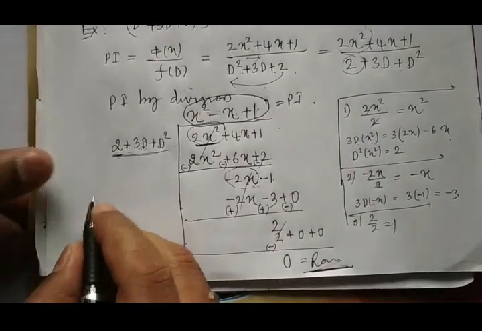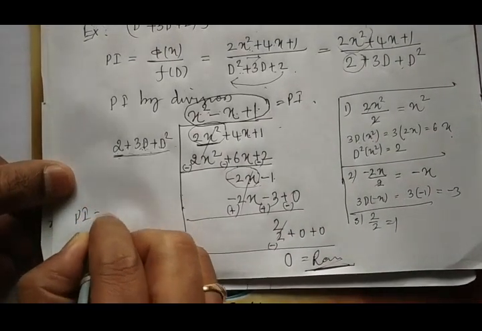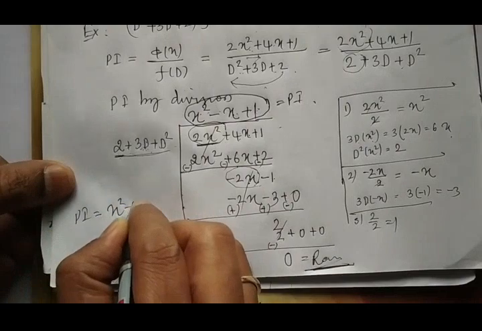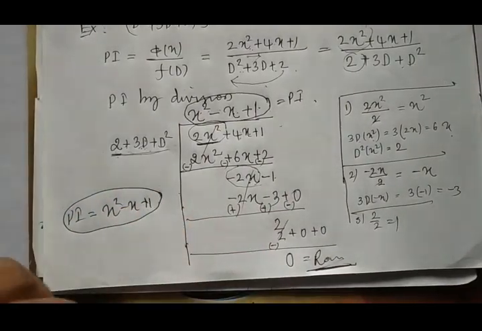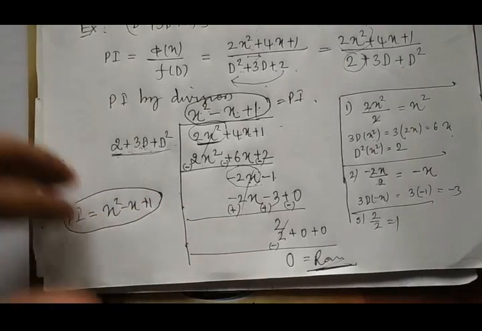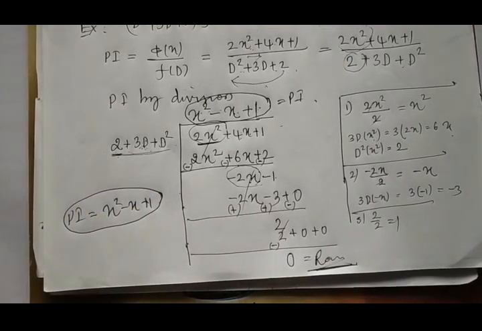Therefore in this case particular integral is equal to what? X square minus x plus 1. Okay. So this is called as a particular integral. Okay. So this is the procedure to calculate a particular integral. Okay. Now we'll take one more example.